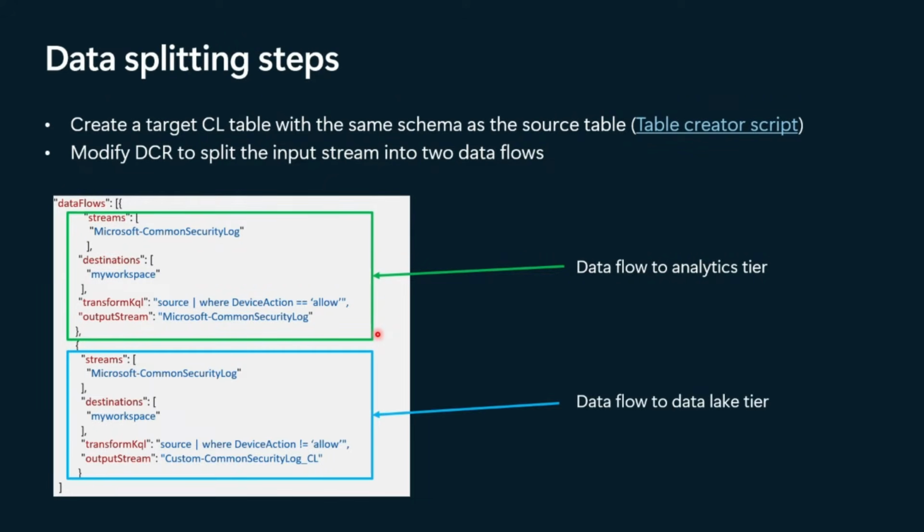And then a different condition for the data to flow into the data lake tier. Right? In this case, I chose a condition that is the opposite from the previous one. So I get all the data and there's no filtering in this case.